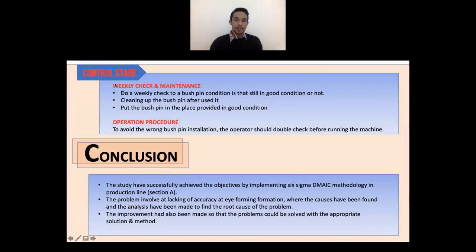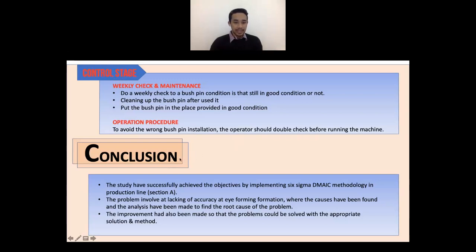So we move to the control stage. So to control it, I want to apply weekly check and maintenance. So do a weekly check on the bush pin condition, whether it is still in good condition or not, and then clean up the bush pin after use. Put the bush pin in the place provided in good condition. This is for the bush pin, and for operation procedure, to avoid the wrong bush pin installation, the operator should double check before running the machine.